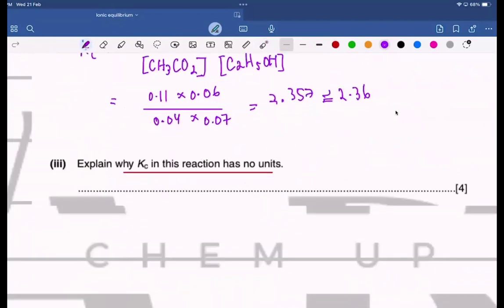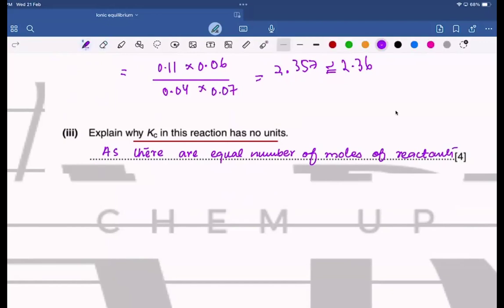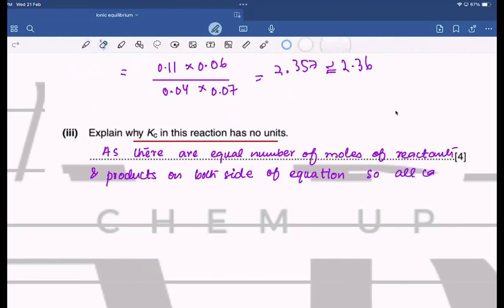So we will write over here: as there are equal number of moles of reactants and products on both sides of the equation, so all cancelled out.